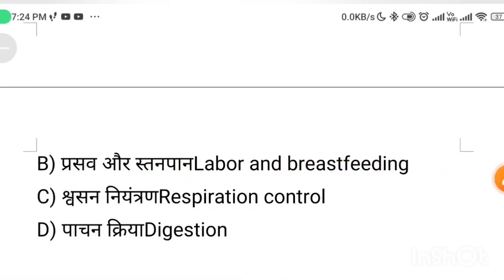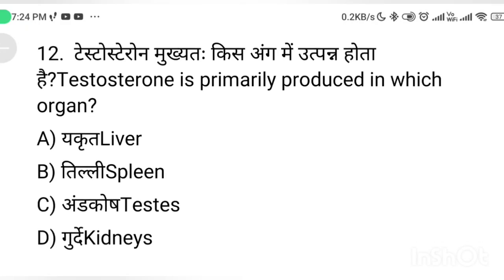Next question. Testosterone is primarily produced in which organ? Option A, liver. Option B, spleen. Option C, testis. Option D, kidney. Correct answer is option C.